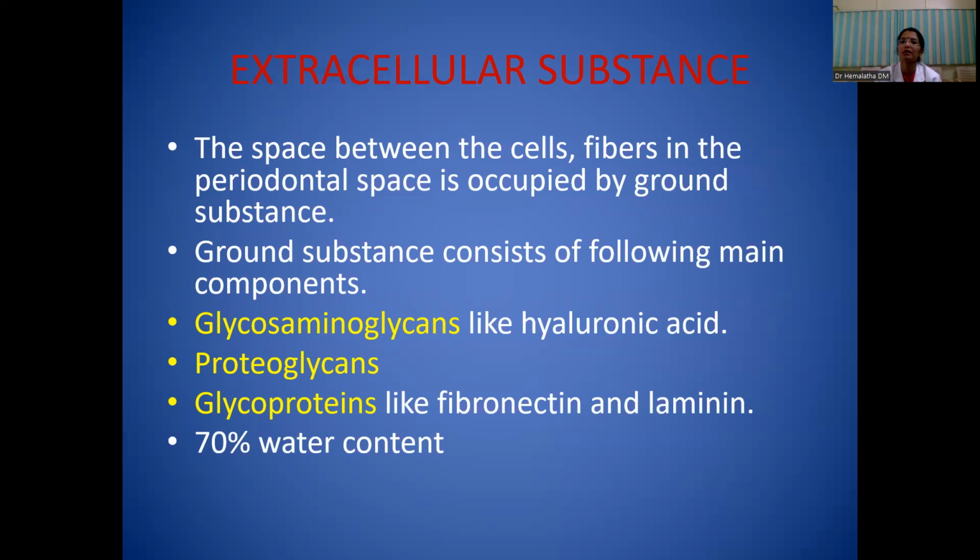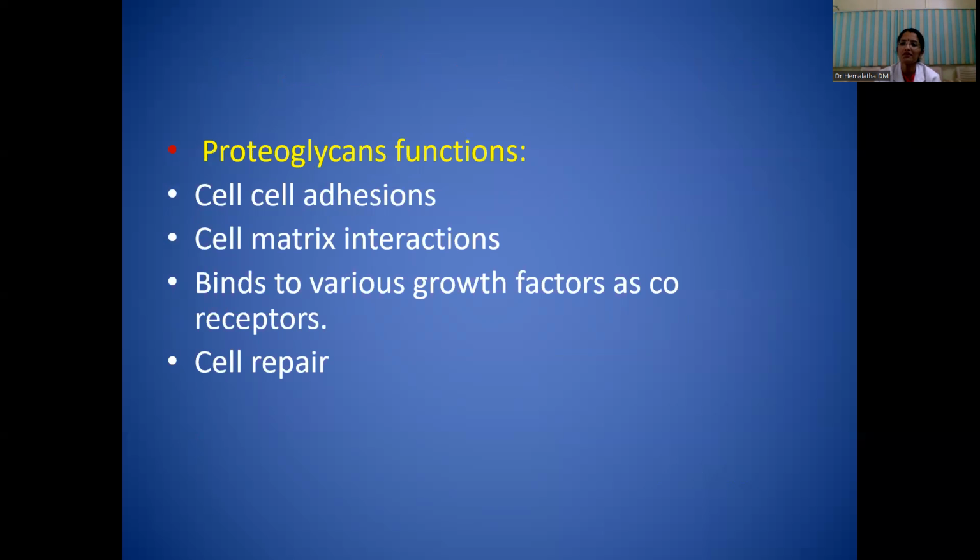The periodontal ligament space is occupied by the ground substance, and it is composed of glycosaminoglycans like hyaluronic acid, proteoglycans, glycoproteins like fibronectin and laminin, and 70% of water. The proteoglycans function for cell-to-cell adhesion and cell-matrix interaction. They bind the various growth factors on the core receptors and aid cell repair.